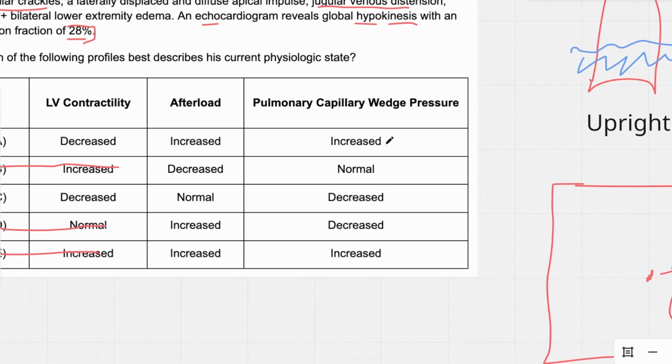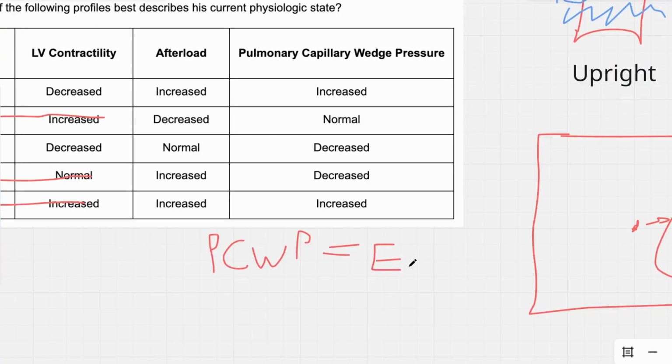So maybe you were thinking, pressure in the left side of the heart, that kind of sounds like end diastolic volume or preload. Yes, it is. PCWP is synonymous essentially with your end diastolic volume, which is synonymous with your preload, which is synonymous with your venous return. There are a lot of terms that mean slightly different things, but for our intents and purposes are essentially equivalent.